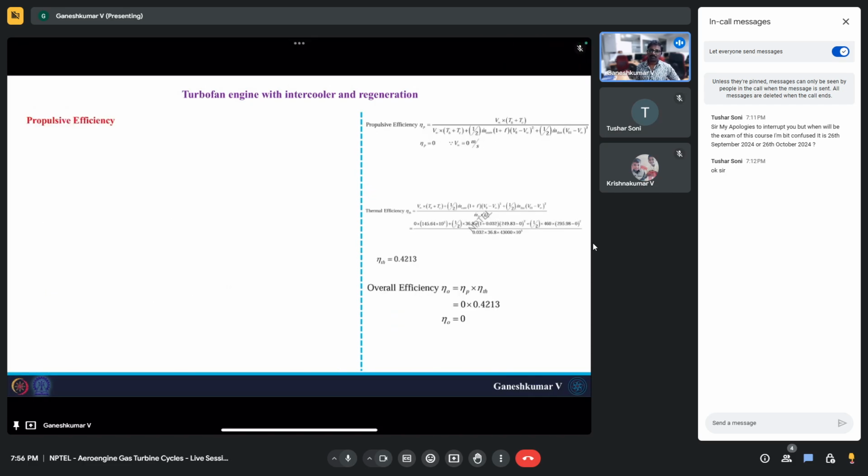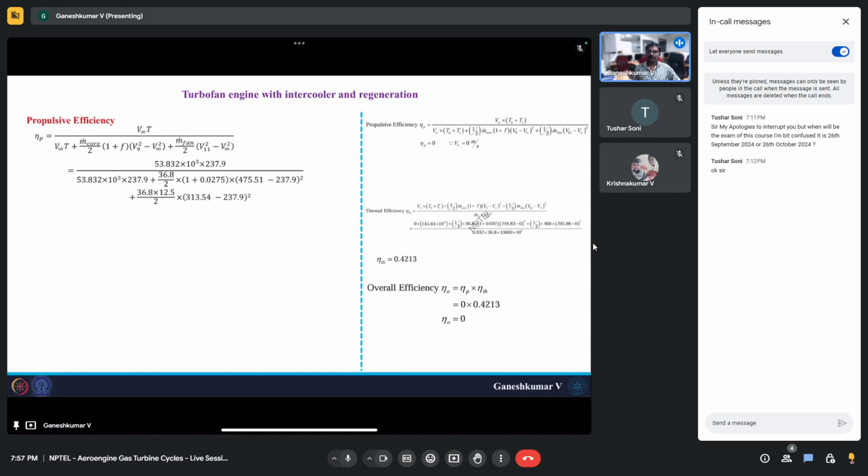Next, you have propulsive efficiency. The propulsive efficiency, we are again familiar with this formula. It's the thrust power divided by thrust power plus the total change in the kinetic energy, which is equivalent to thrust power plus the kinetic energy lost in both the streams, core stream and bypass stream. If you substitute appropriate numbers over here, you will end up having a propulsive efficiency of 84.3%.